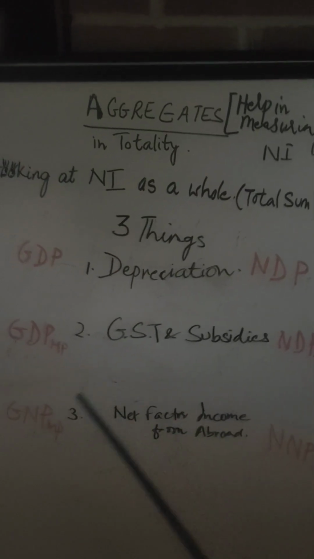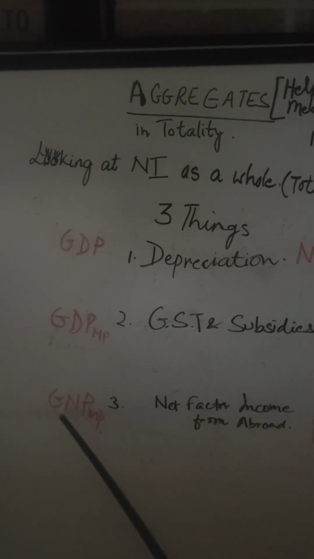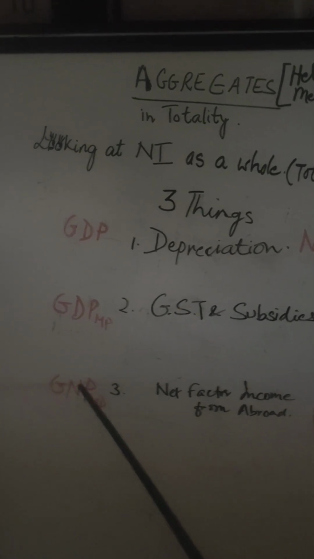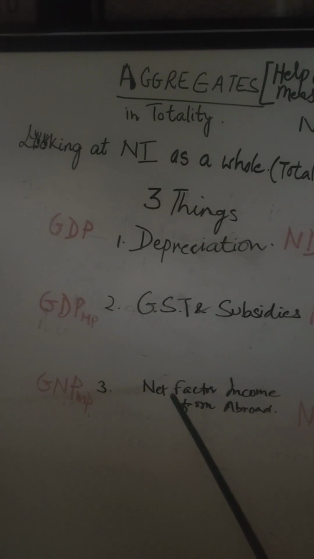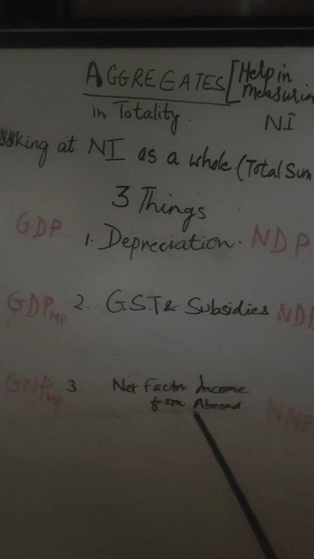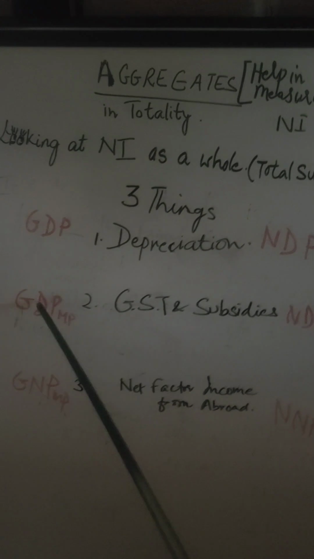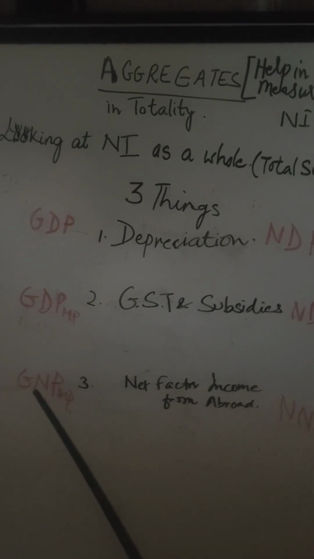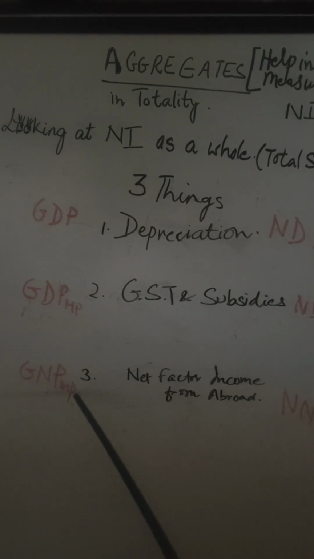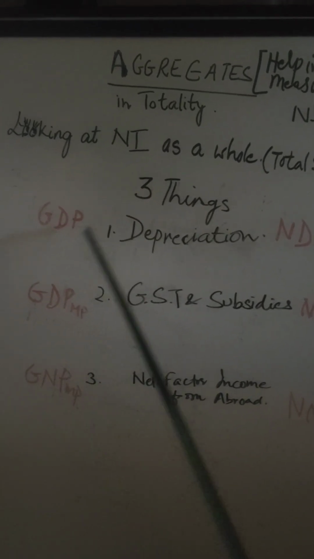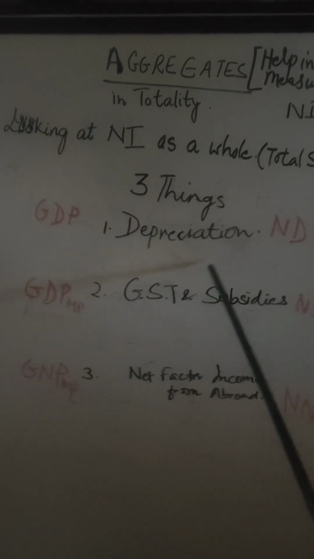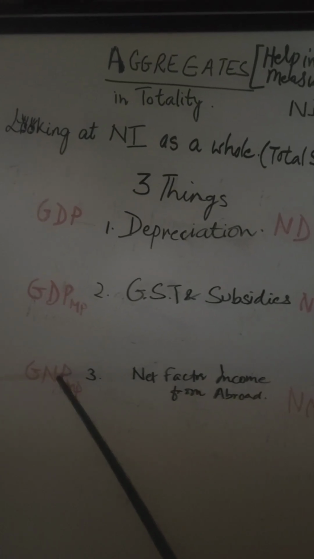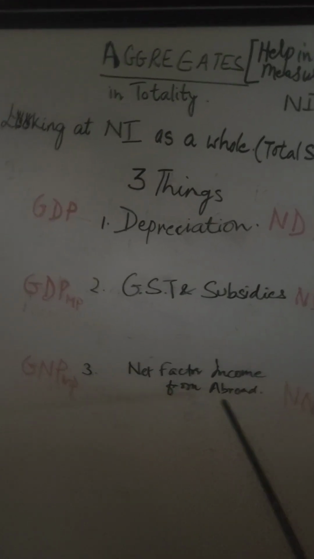Then we come to another aggregate, which is GNP MP. So you've understood gross, you've understood market prices. Now what is this N P? NP is net factor income from abroad. When net factor income from abroad is added to domestic product, it is known as GNP MP. It has the value of depreciation, it has net indirect tax. Okay, so this is known as GNP MP.